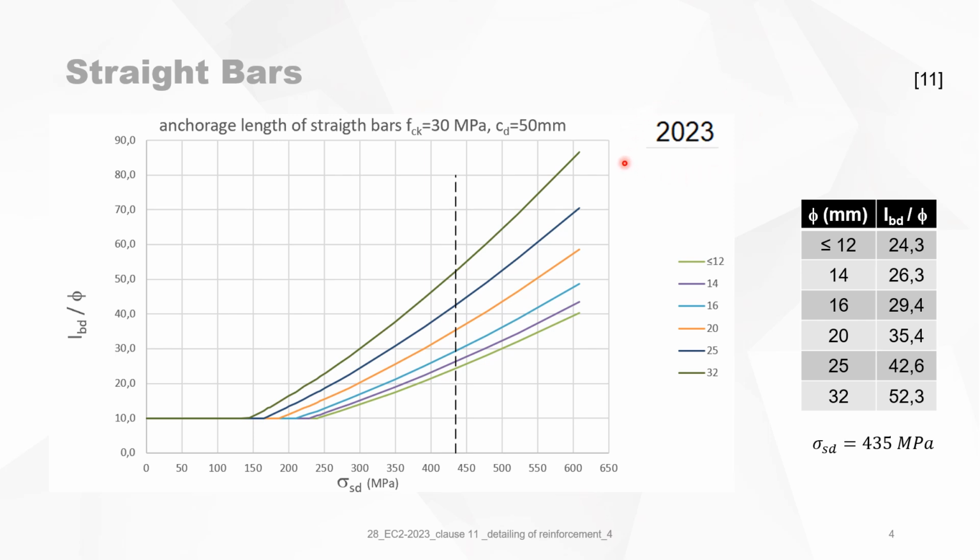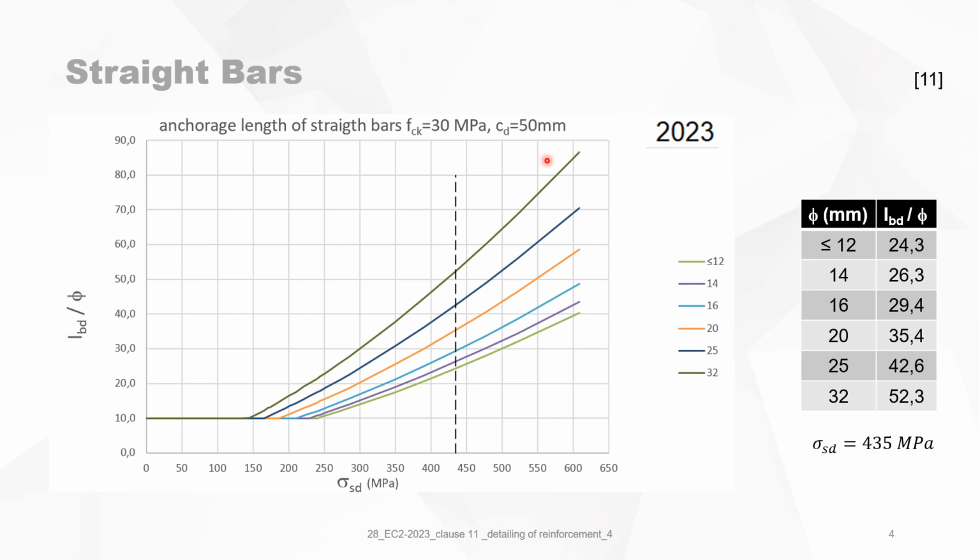That's for Eurocode 2 version 2023. The first thing that we notice is that, of course, you have a minimum anchorage length that you will see here. And we also see that the larger the diameter, the more anchorage length you need, which is logical. You will see that this line is not linear. It's bent. That's because this anchorage length, lb over phi, the ratio, is a function of phi. So that's why this is a little bit bent.